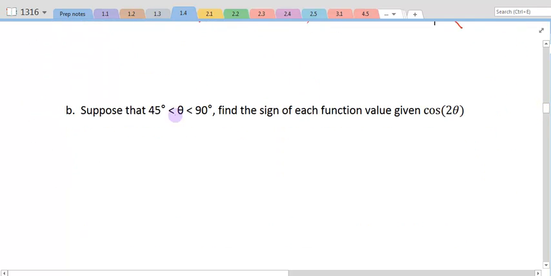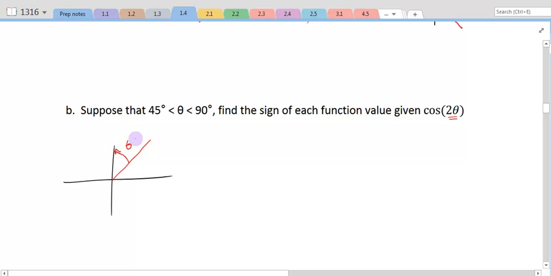Here I have another example. Suppose I have theta, and theta falls between 45 and 90 degrees. I want to find out what the sign of each of my functions is if I am looking at 2 theta. Well, let's first write this out. If theta is falling between 45 and 90 degrees, that's going to be somewhere here.